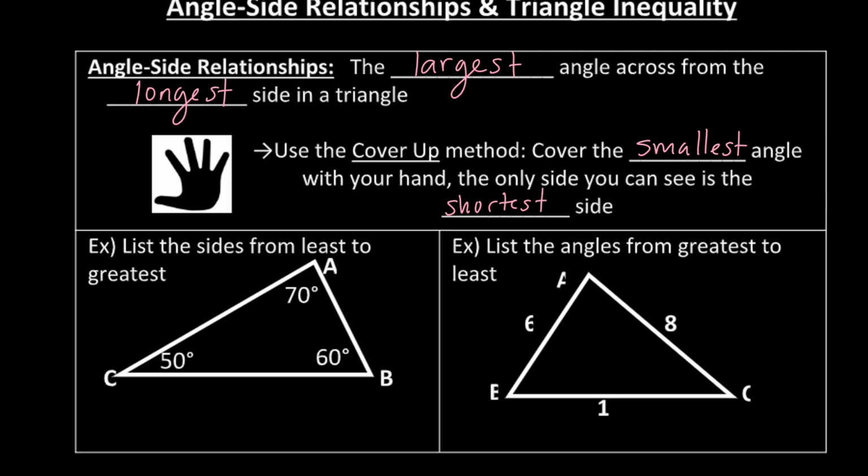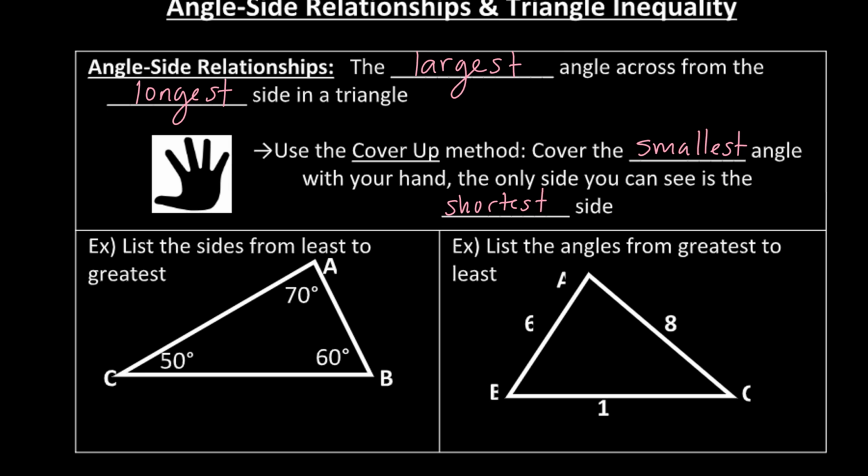So if I cover up C with my hand, what's the only side you can see? I'm covering up angle C. Not letter C, angle C. What's the only full side you can see? Oh my God. What is the only full side you can see? AB. AB, that is the side across from it.